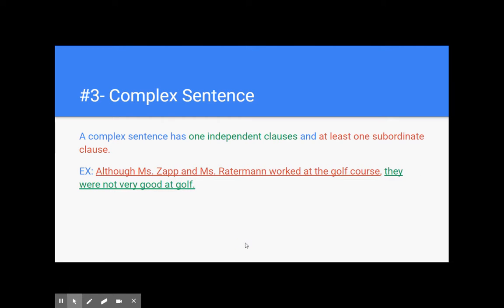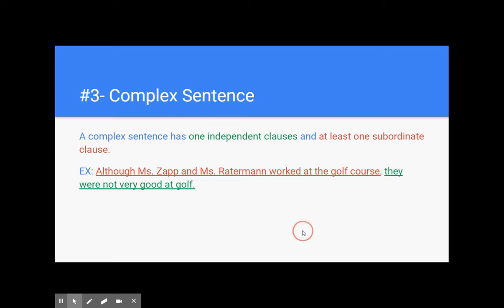The third type of sentence is a complex sentence, so you'll have one independent clause and at least one subordinate clause. So I color coordinated these for you. Notice our AWUBIS word, although, right? We have our subordinating conjunction here. That lets us know that's creating a subordinate clause or a dependent clause. Although Ms. Zapp and Ms. Rotterman worked at the golf course, right? You couldn't leave that by itself. That's not completing a thought. So you have to add a comma if that dependent clause comes first, and then attach it to the independent clause. They were not very good at golf.